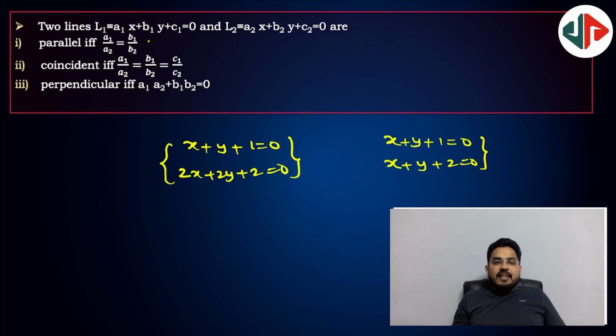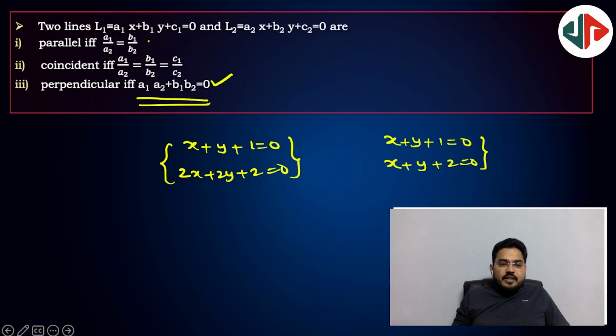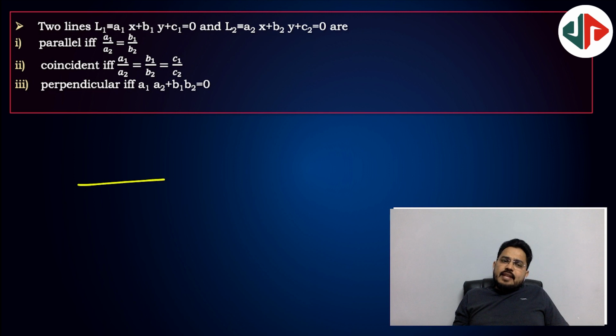And A1 A2 plus B1 B2 is equal to 0, the lines are said to be perpendicular. So before going to this one, let me discuss one point here. This is the line AX plus BY plus C is equal to 0.